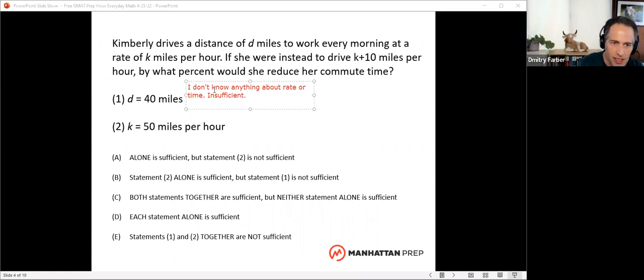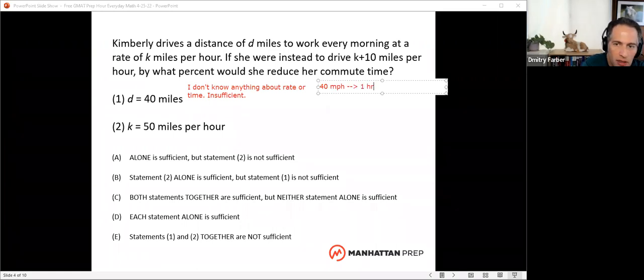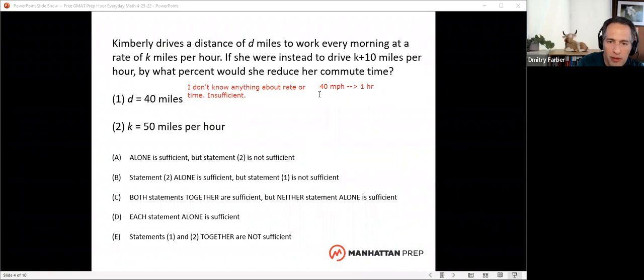If I weren't sure, I could test some cases. I could say, what if she's going 40 miles per hour? Then she's going to go 40 miles in an hour. So what would happen if she upped her rate to 50 miles an hour? How long would it take her then?